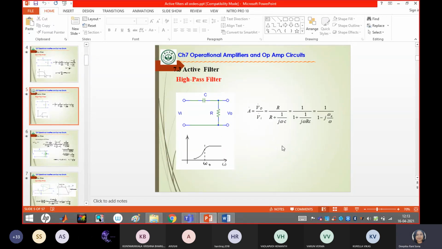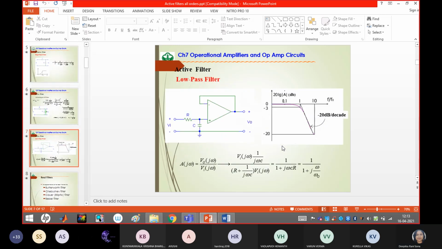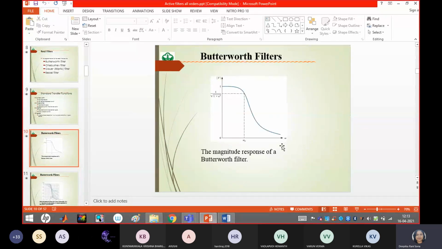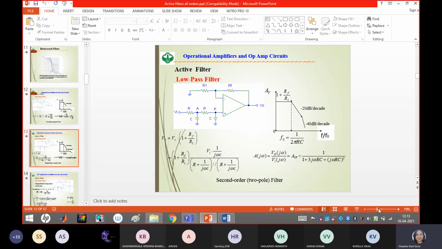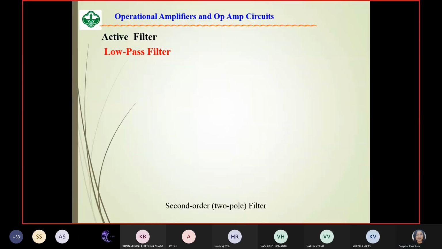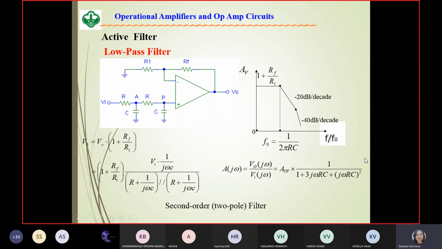So in the first order we have seen that one set of RC components we need. Then what about the higher order filter? Can you identify which order low pass filter this is? Second order. How do you identify this? These two RC components, one and this one. That's why it is also called a two pole filter. Second order, two pole filter.